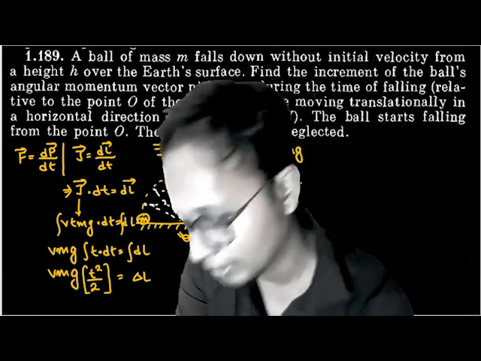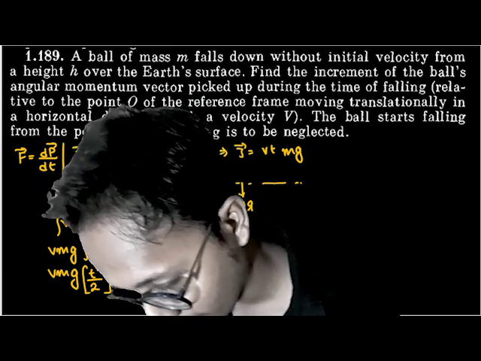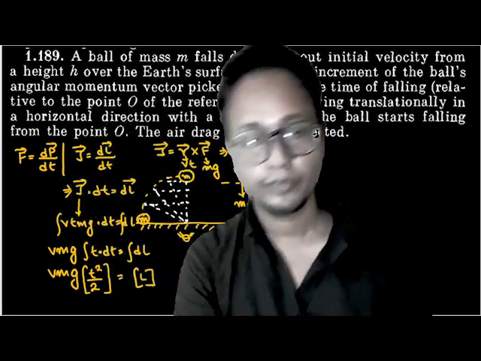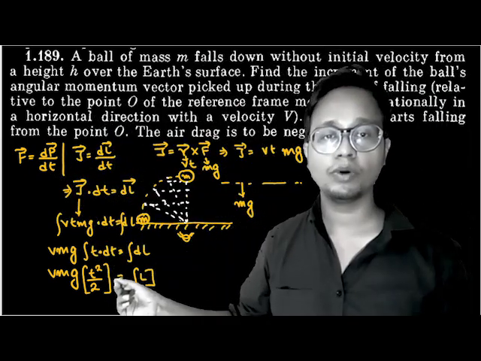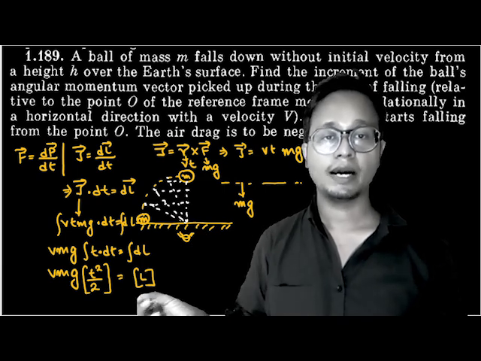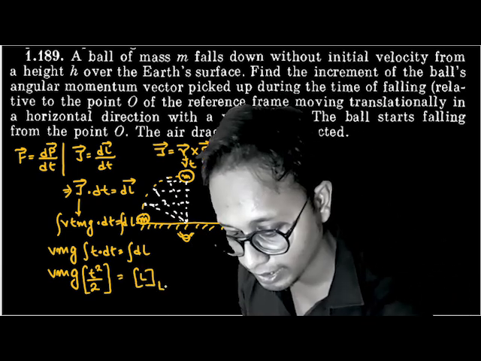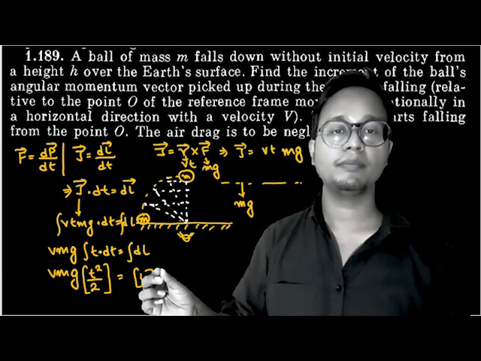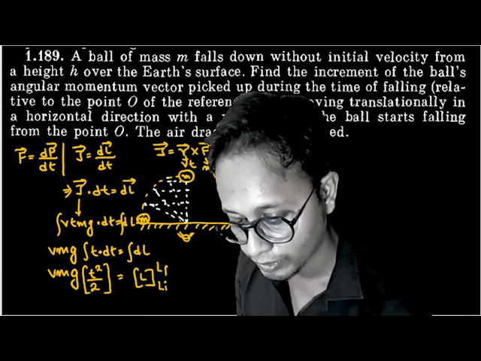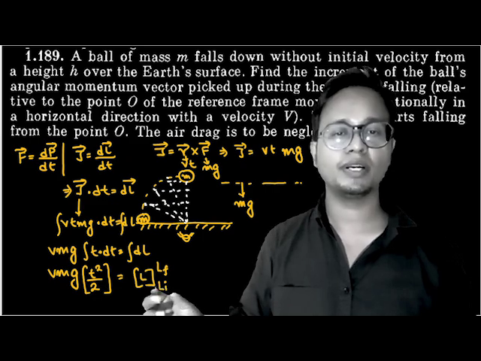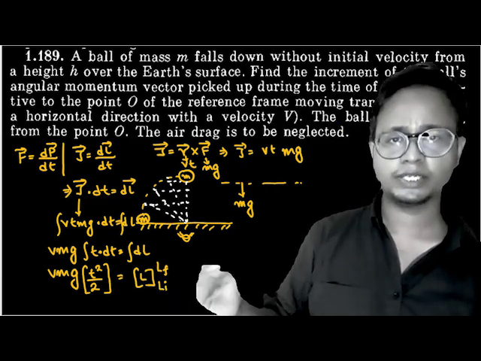Now out here, what are the lower limits and upper limits? The lower limit is the initial angular momentum, the upper limit is the final angular momentum. So final angular momentum minus initial angular momentum is nothing but delta L. We use that notation.